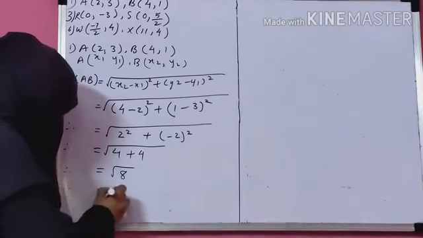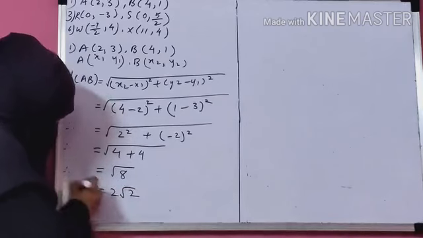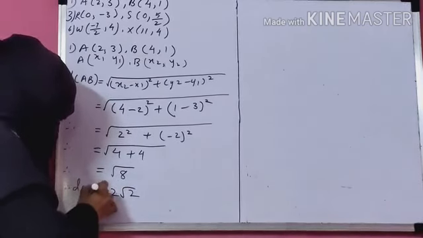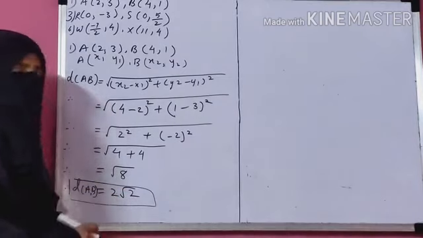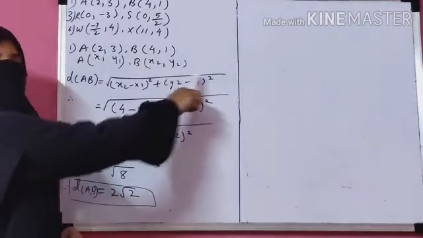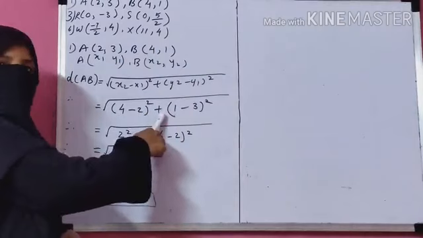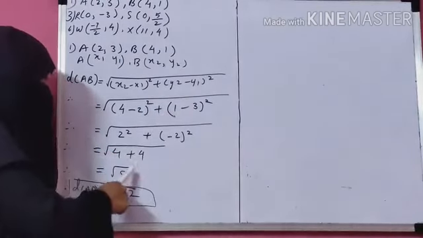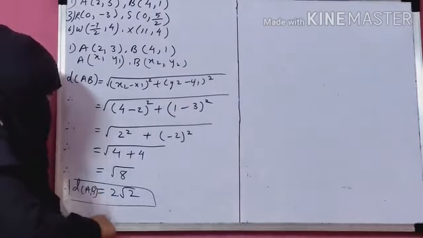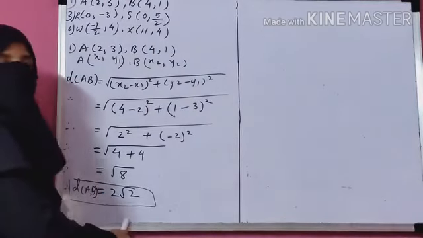That means 2 root 2. Distance between point A and B is 2 root 2. Got it? Okay. First step is apply the formula. Then substitute the value. After adding and subtracting, find the square. Then add. Then find the square root. Then you find the distance between the 2 points.